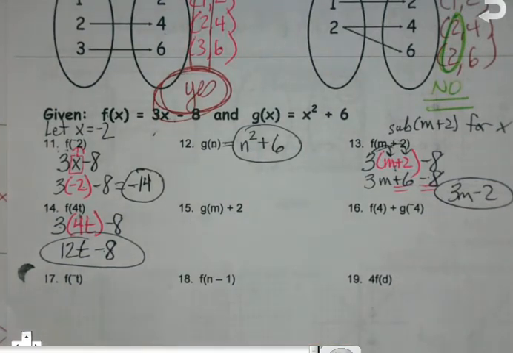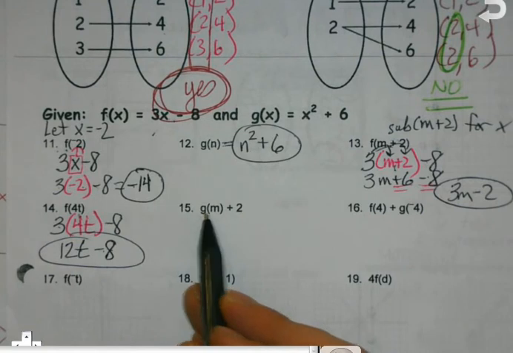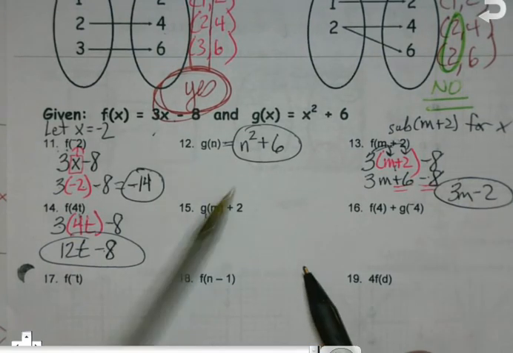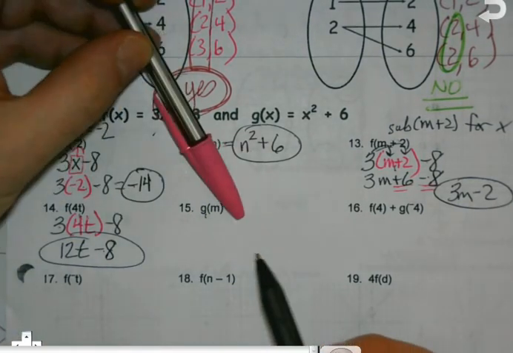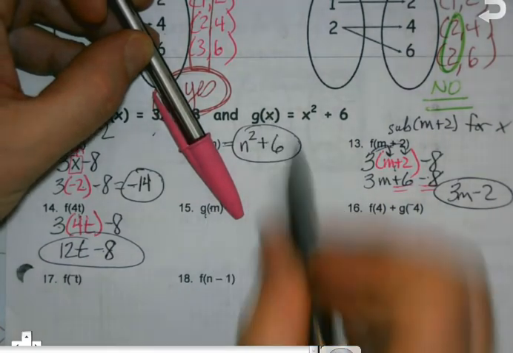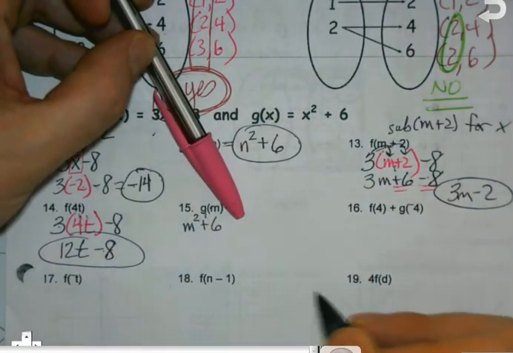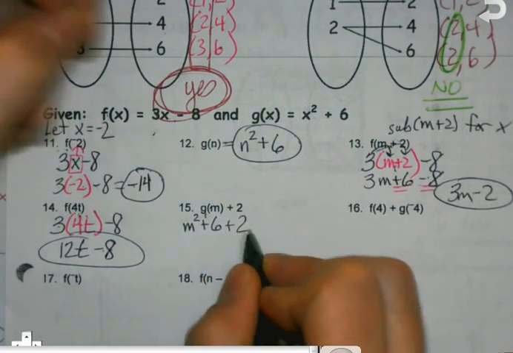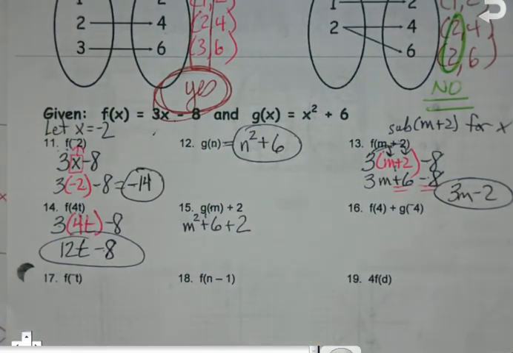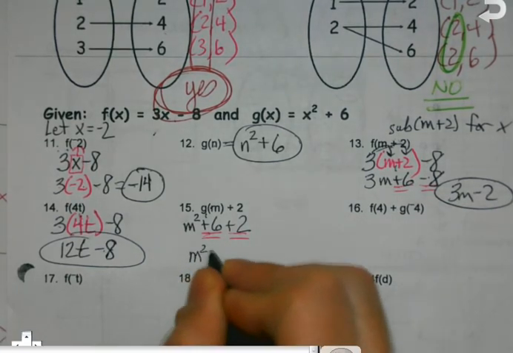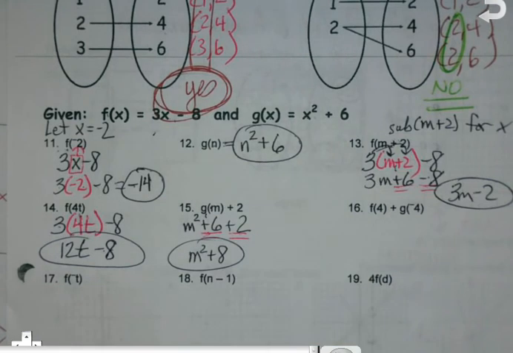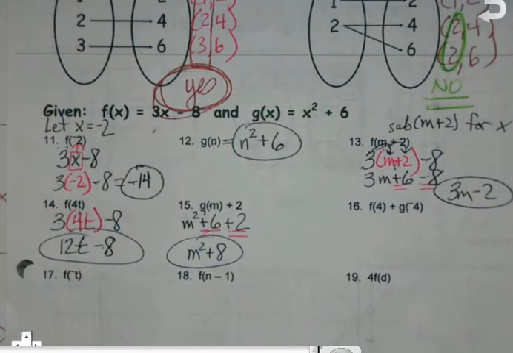Number 15, you're like, g of m. Now, what's this plus 2 thing? Okay, don't worry about the plus 2 quite yet. g of m just means I'm going to plug in m where x is. So m squared plus 6. And then the plus 2 just gets tacked on at the end. And just like we had in number 13, if I have like terms, I'm going to go ahead and put those together, and I'm ready to go.